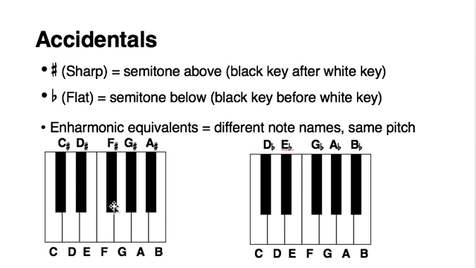So when we refer to the same black key that has two different names, see here F sharp and G flat, we call them enharmonic equivalents. That means that there are two notes of different names that produce the same pitch, like C sharp, D flat, D sharp, E flat, and so on.